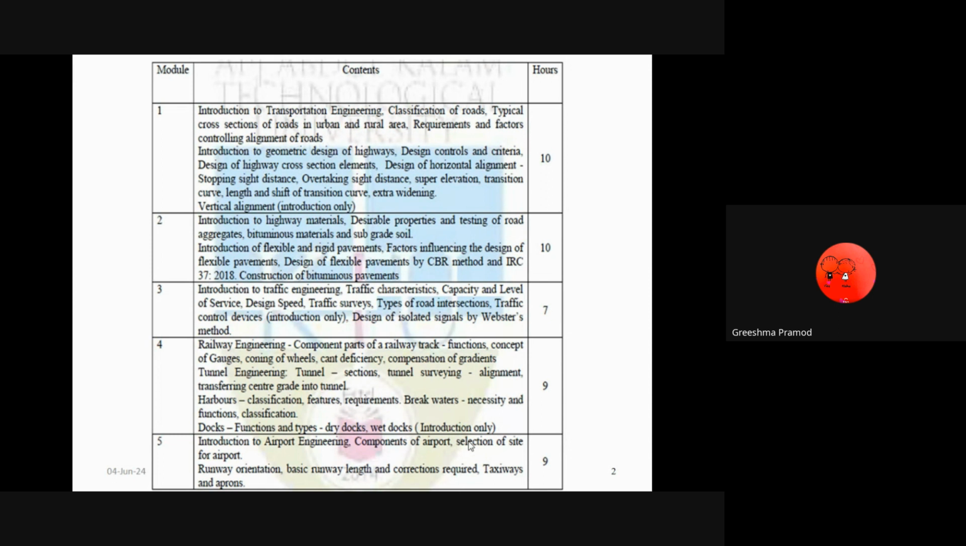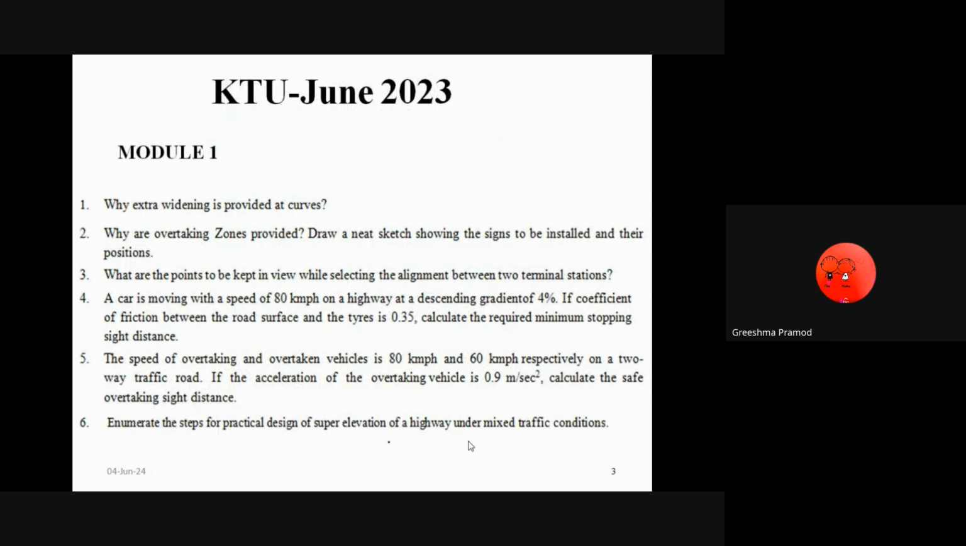So this is an overview of your syllabus and the important questions. These are the important questions that can be asked. I have referred questions from 2021 till 2023. So first I'll give questions from 2023. From module 1, these were the questions which were asked.